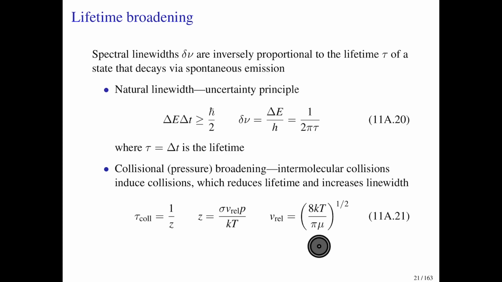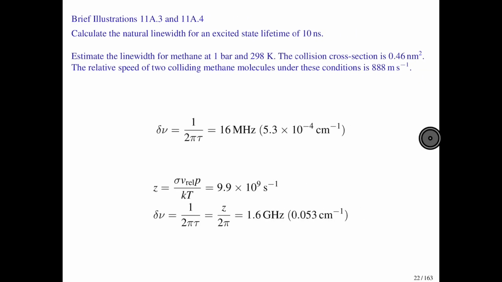So the idea here, if you wanted to calculate the pressure broadening, this is called pressure broadening because it depends on pressure. If you wanted to calculate the broadening due to pressure, you would first calculate the relative speed, then the collision frequency, then you would take the reciprocal of that to give you the lifetime due to collisional broadening, and then you plug that in here to calculate the line width. And I think problems like that are illustrated here in these two examples.